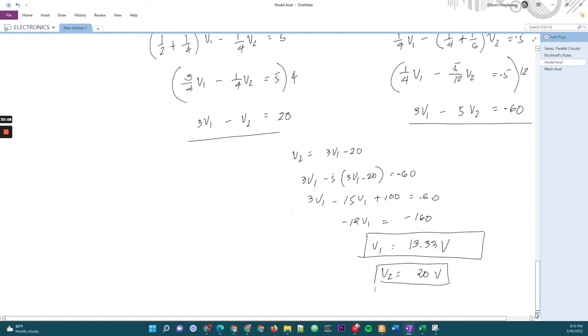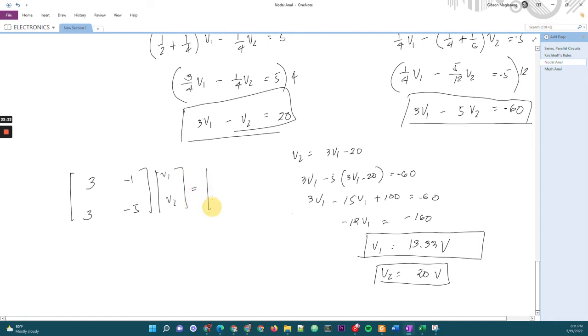Also, we can use the matrix method. So atong i-establish ang matrix method. So we have this equation and then this equation. We have 3, negative 1. We have 3, negative 5. We have V1, V2 equals 20 and then negative 60. Okay? So, kanina part, pag-solve ani, atong i-try gamit ang MATLAB.